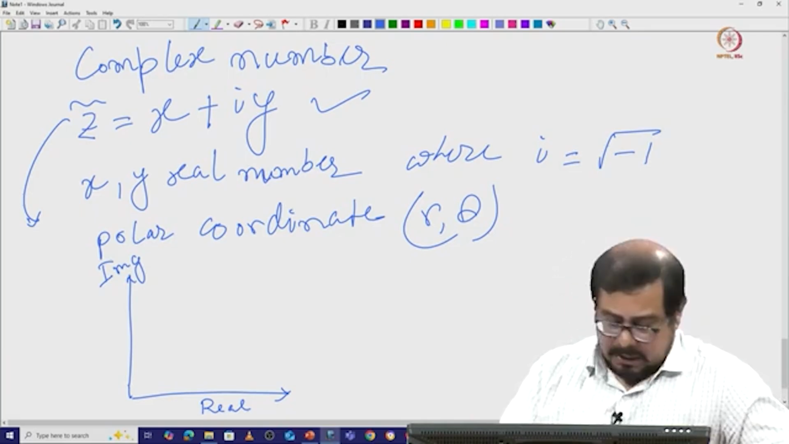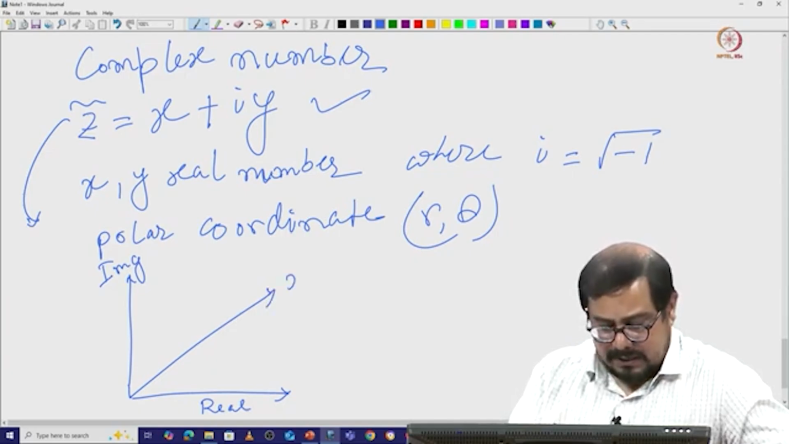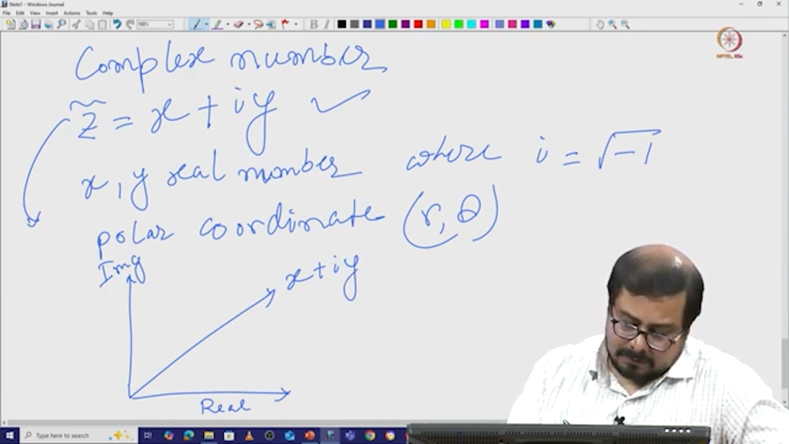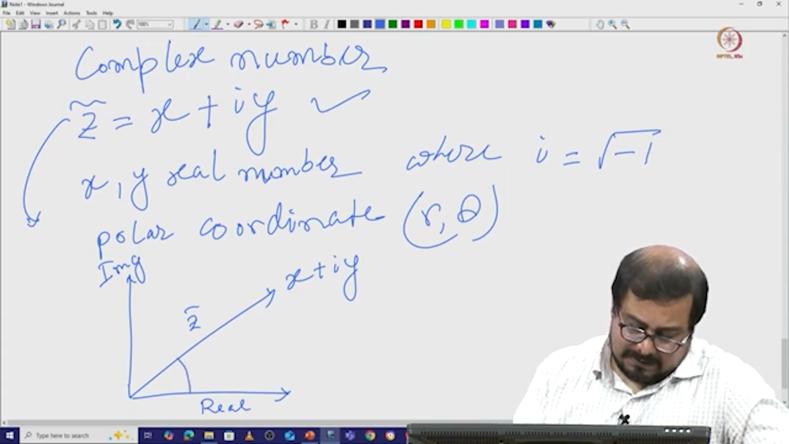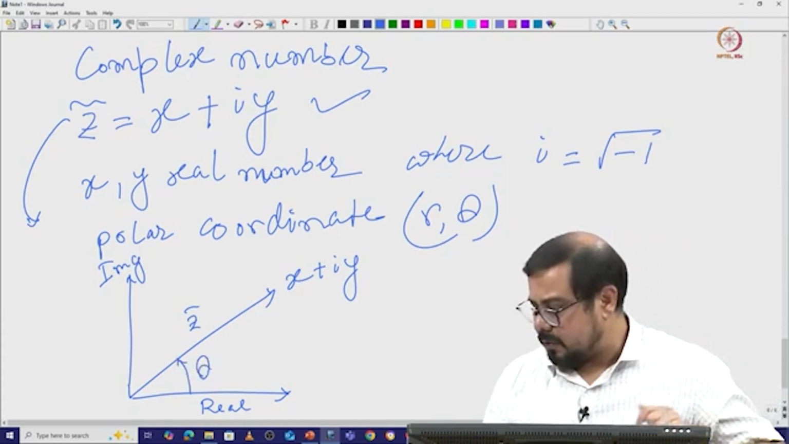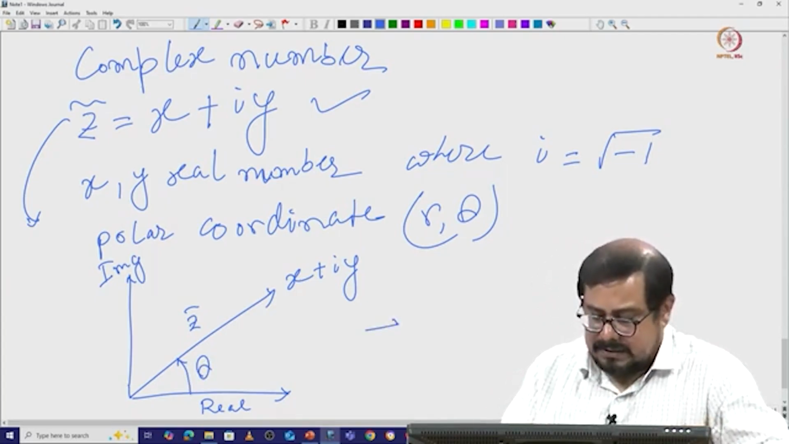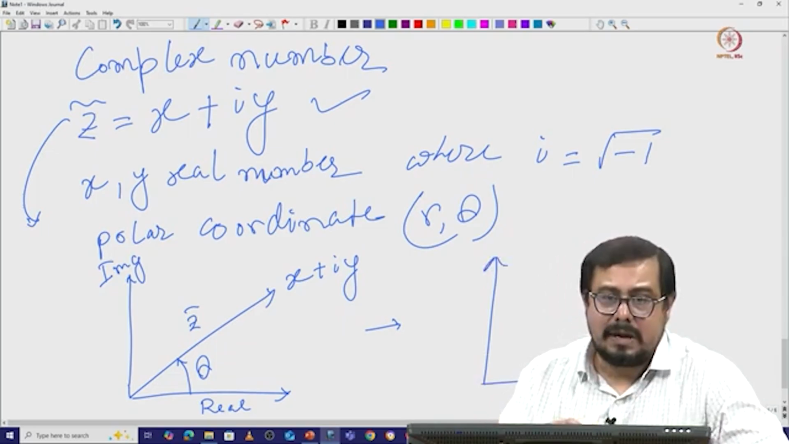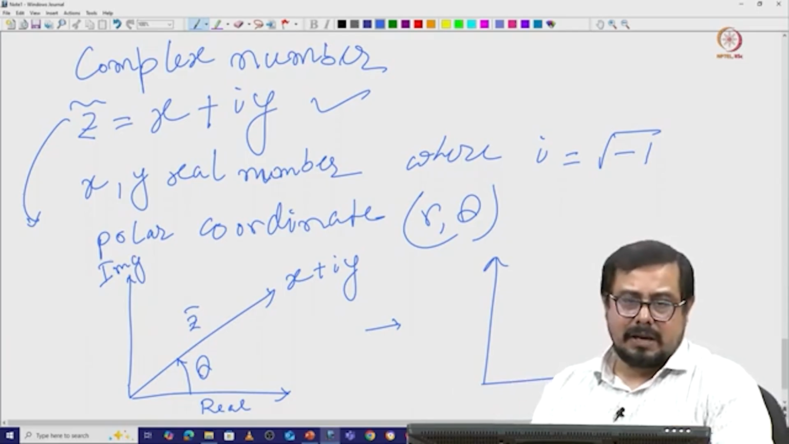Now, if this is the vector, I have to plot it. We can plot it that this is x plus iy. So, this is our z, and if this is the angle theta, we have to represent these things using polar coordinates. We are not going into the detailed derivation of how we can convert each other.